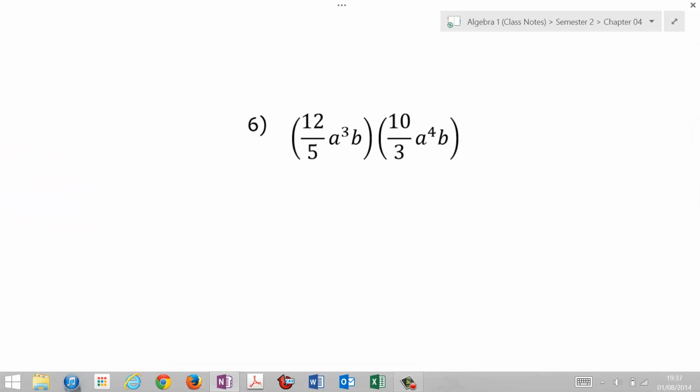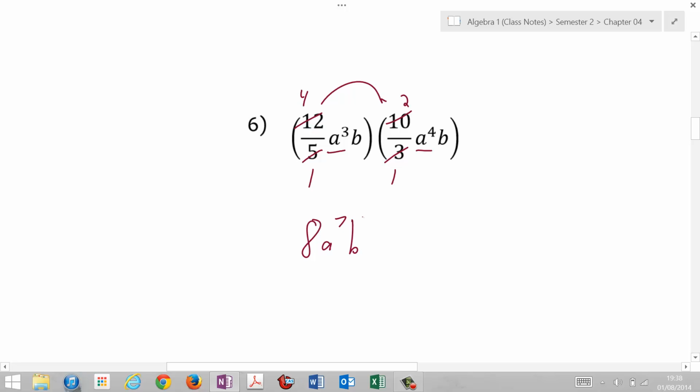Number 6, well, I have 12 fifths and 10 thirds, and I can multiply these two together and do some canceling. Remember, that's really division, so don't let that mess you up. 1 and 4, and 1 and 2, and 4 times 2 is 8. Then take my a to the 3rd and a to the 4th, and that's really a to the 7th. And take a b and a b, and that's really a b to the 2nd power.